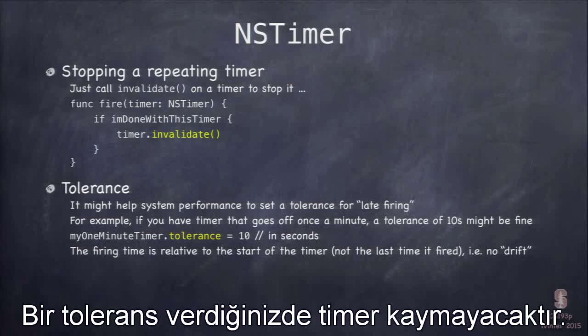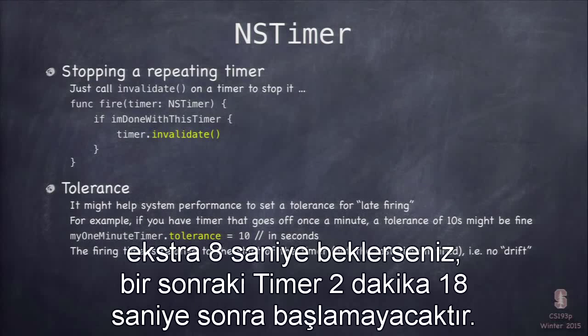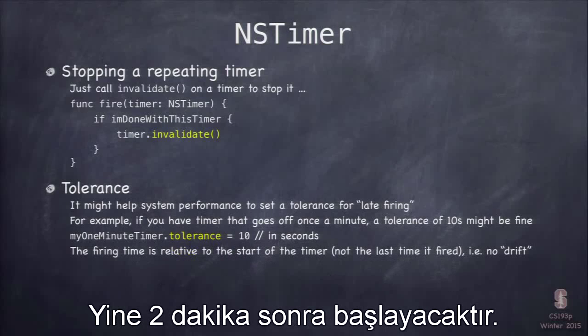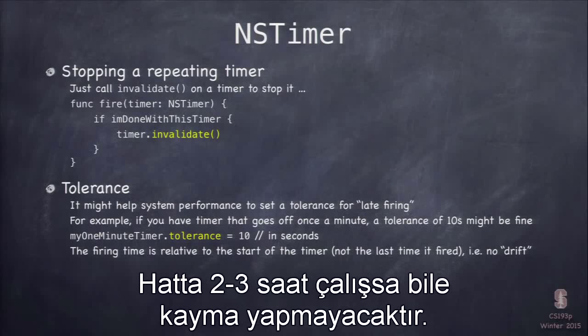Okay? If you give it tolerance, it's not going to drift. In other words, if you give a tolerance on a 2-minute timer, and you let it go an extra 10 seconds and it waits an extra 8 seconds, the next one is not going to be 2 minutes and 8 seconds after that. It's still going to be 2 minutes after the first 2 minutes. You see what I'm saying? Within the tolerance, it's going to stay on a schedule of every 2 minutes, even if it waits a little bit on 1 or 2 or 3. It doesn't drift.